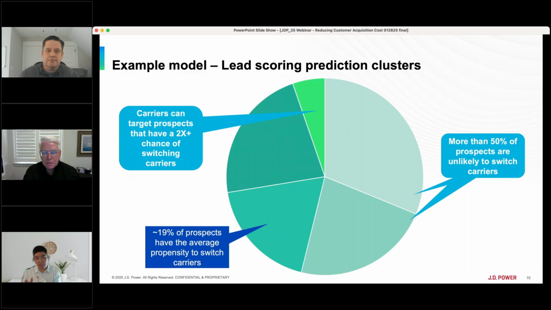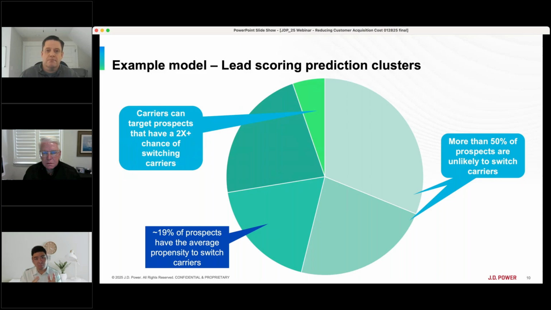And you'll see on the right side, the 2 lightest colored greens are those that are under the average population in terms of the probability or propensity to switch. And we see over 50% of prospects are unlikely to switch carriers. We take then the next slice, which is what we call our average people most likely to switch. We find that to be about 19-20% of the population, at least with the data that we currently have.